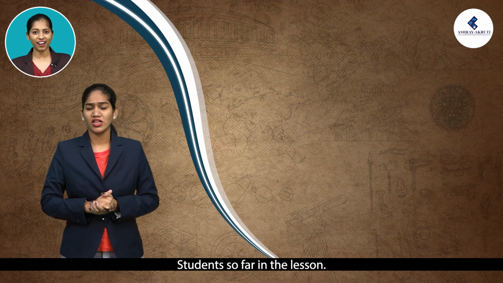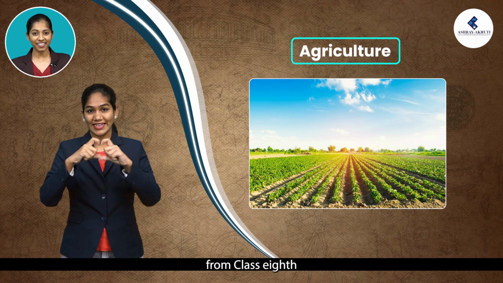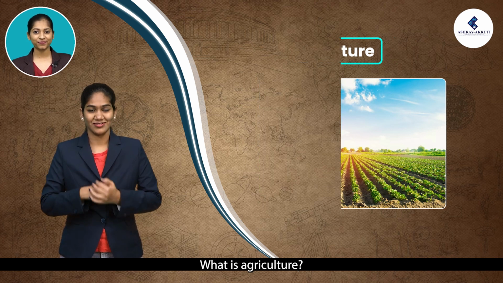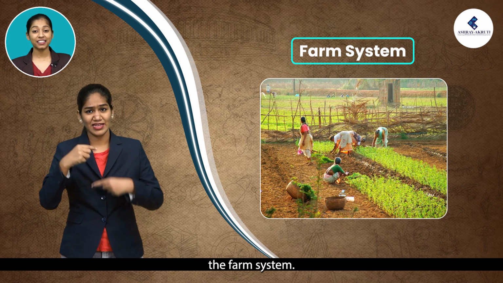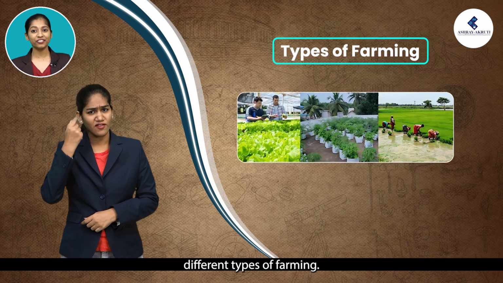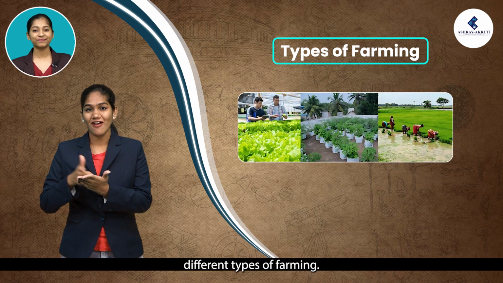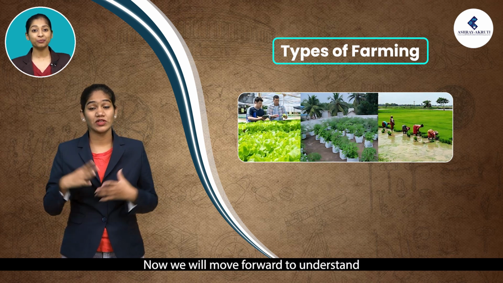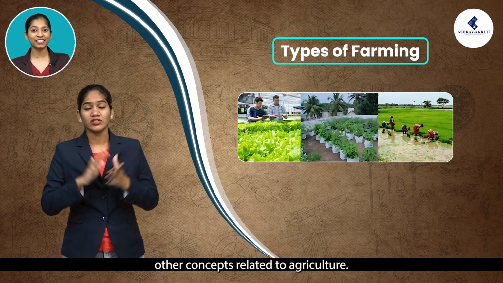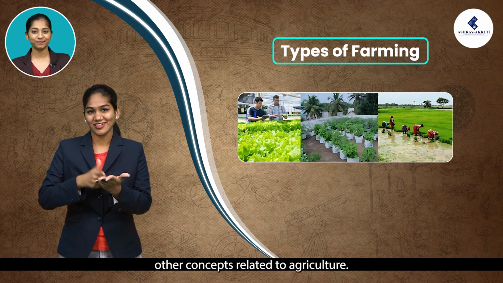Students, so far in the lesson Agriculture from class 8 Social Studies, we have understood what is agriculture. We have learned about the farm system. Also, we have understood different types of farming. Now, we will move forward to understand other concepts related to agriculture.